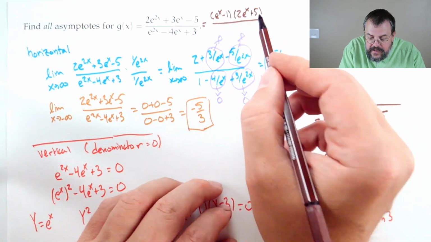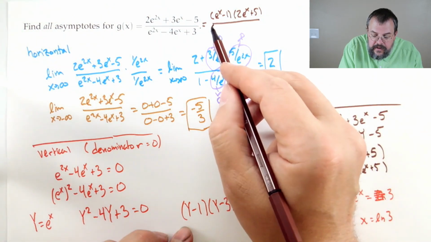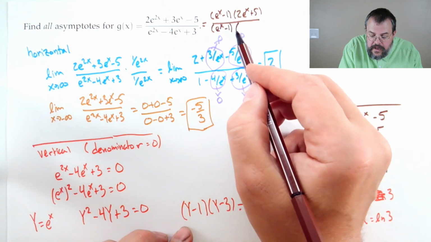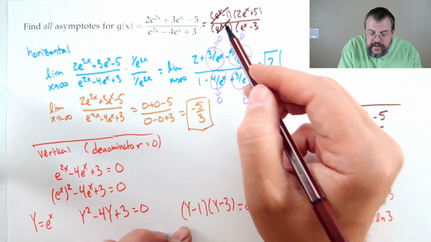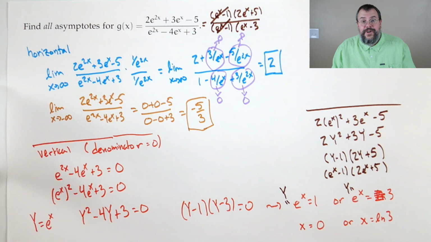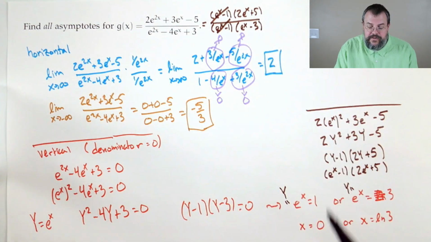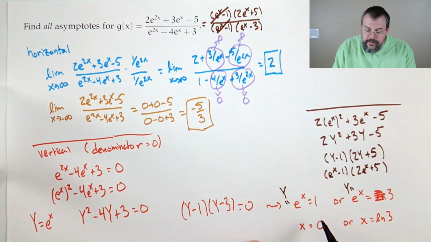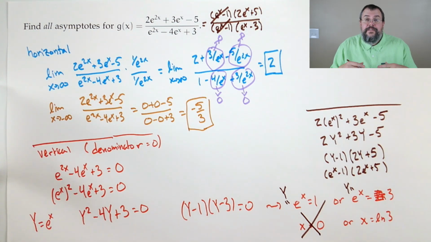And downstairs, it factored as y minus 1, y minus 3, that's e to the x minus 1 and e to the x minus 3. In fact, there's a simpler way to write this function: 2e to the x plus 5 over e to the x minus 3. So x equals 0 is out. That is not actually a vertical asymptote because it's a place where there was a cancellation.